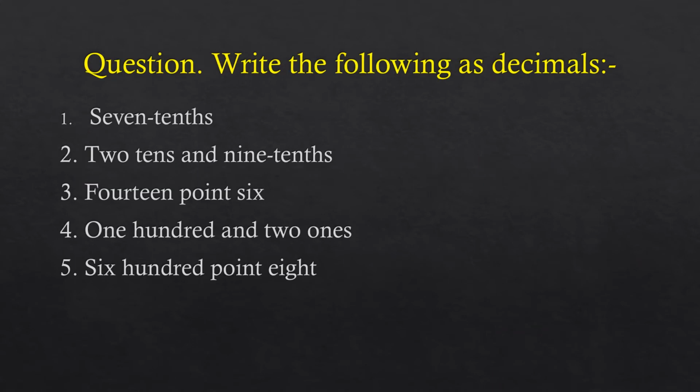So let's proceed now. Here you are given words and you have to convert them into numbers, or write them as decimals. The first question is 7/10. 7/10 means 7 is at the 10th place. So this will give us 7 by 10, and this will surely equal 0.7. You can do it directly also, but I have told you the algorithm which we can use here.